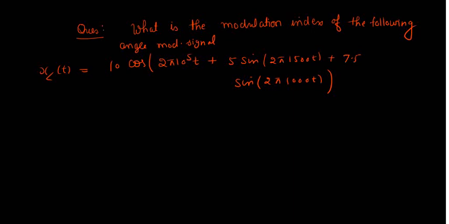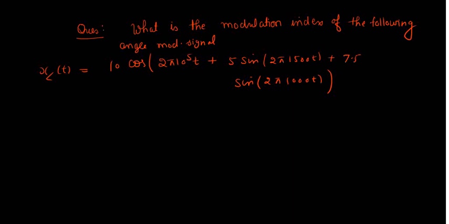So let's solve one interesting numerical on the modulation index of the angle modulated signal. Till now we have seen that the message is a single tone, right? But here we are taking multiple tones. So the steps are the same.